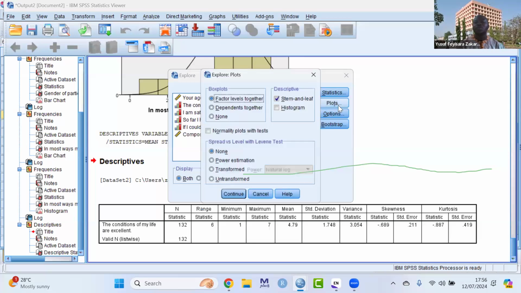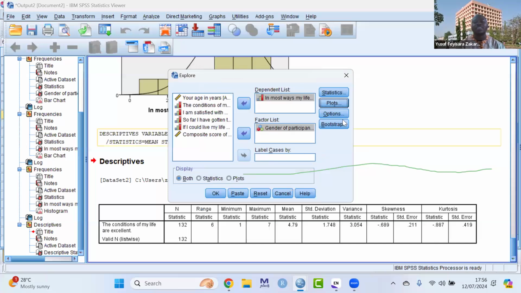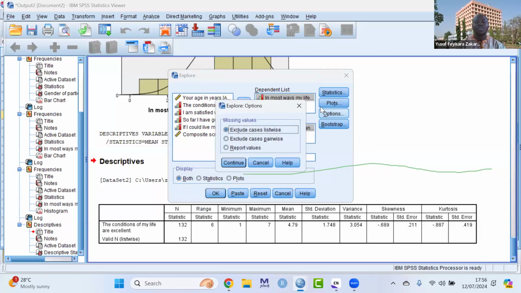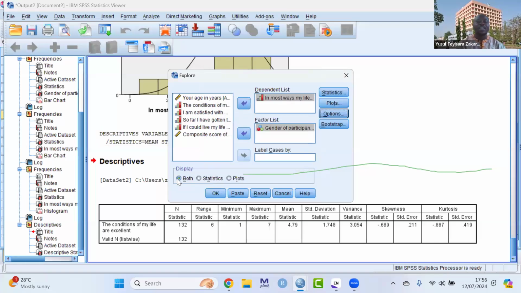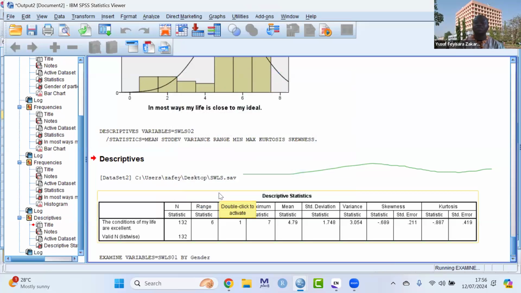Then what about the plot? Which type of plot do I want? I have stem and leaf. I have histogram. I also want normality plot with test. I want plot and test to come out together here. Then we are not transforming the data. We leave it as it is. Anything in the option, nothing more, only this one. The none here is very important. Do you want only statistics? Or you want only plots? Or you want both statistics and plot? I want both statistics and plot. Then I click on OK.